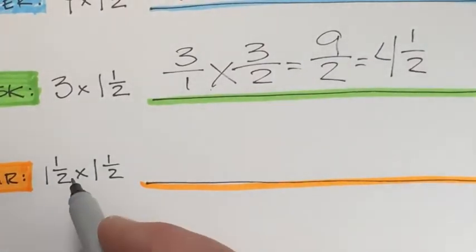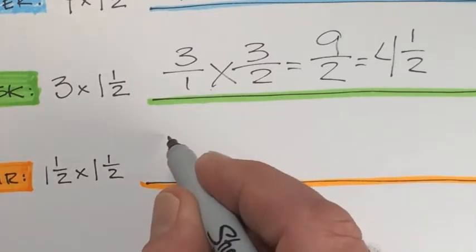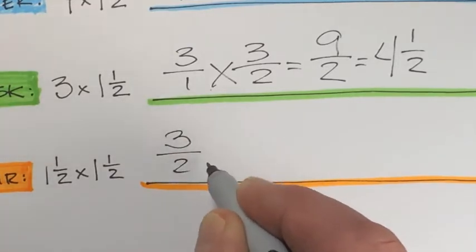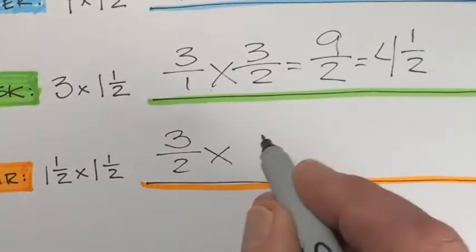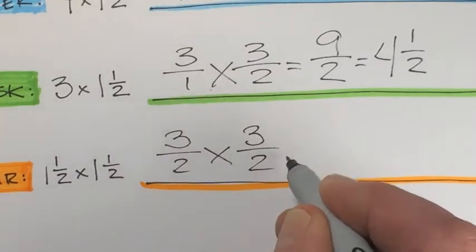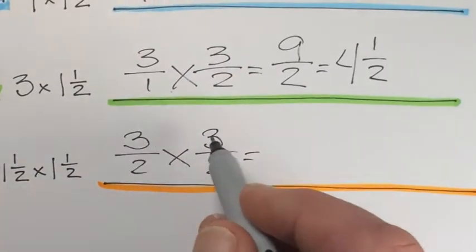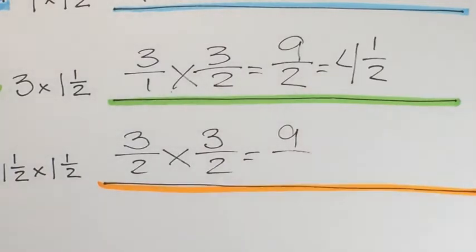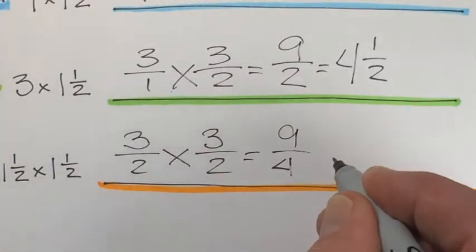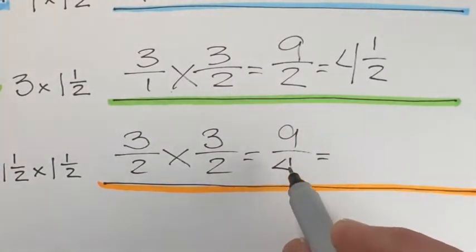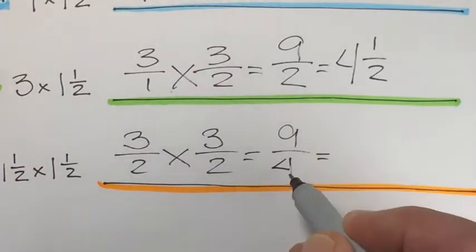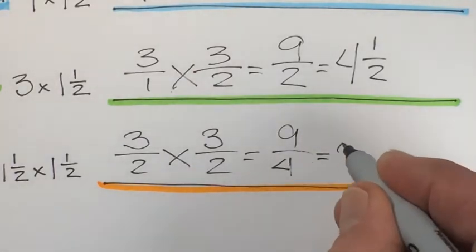And we're back. So 2 times 1 is 2, plus 1 more is 3 halves. It'll be the same thing here, 3 halves. So 3 times 3 is 9. 2 times 2 is 4. Divide that. How many times will that go into there? That 4 goes into 9 2 times.